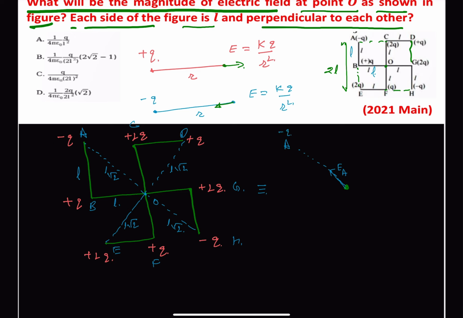And second point is our B, and this B is having our plus Q, so therefore its direction will be away from it, so this will be our EB. And next is our point C. So point C is our positive, so therefore electric field of this point C is plus 2q, and that will be away from the charge, which will be our EC.